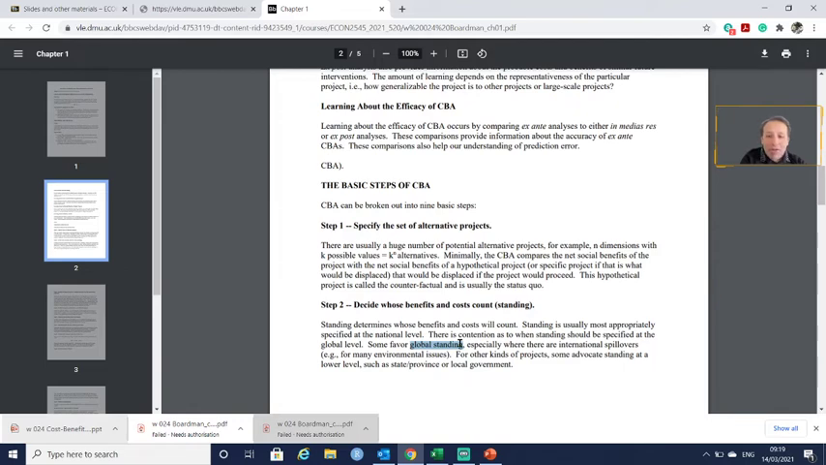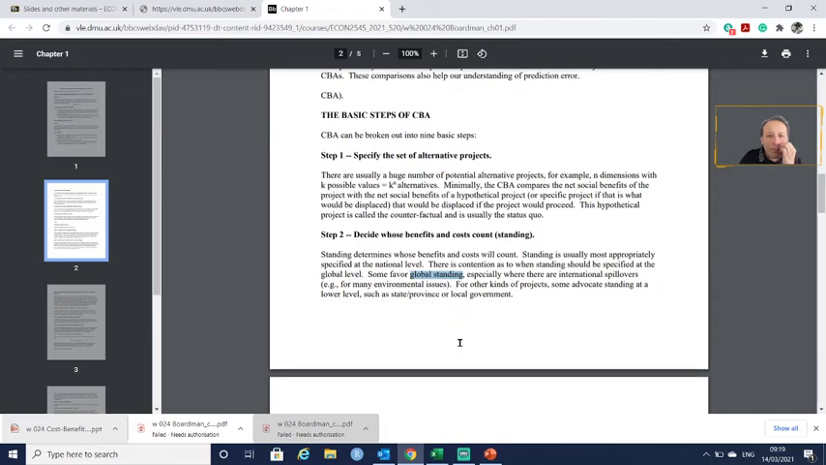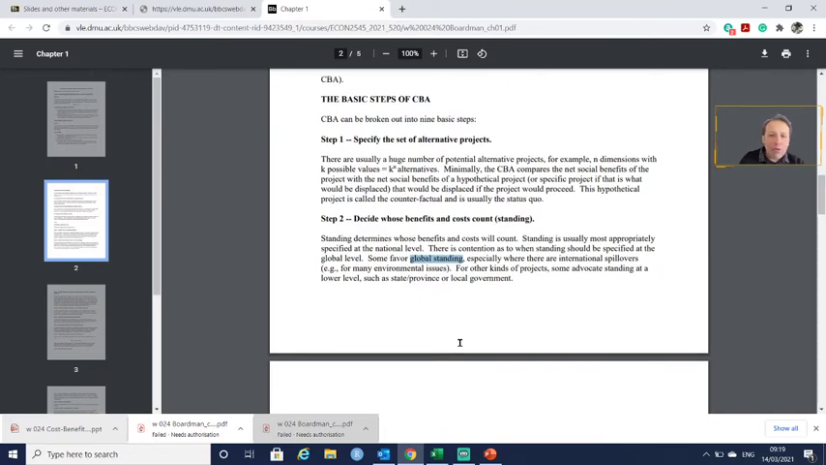They will change depending on the perspective. Costs and benefits will not be the same. So for other types of projects where there are not many impacts on the environment, some advocate as well for the standing at a lower level, like in a state or province or local government CBA analysis. So that is step number 2, whose benefits and costs count.